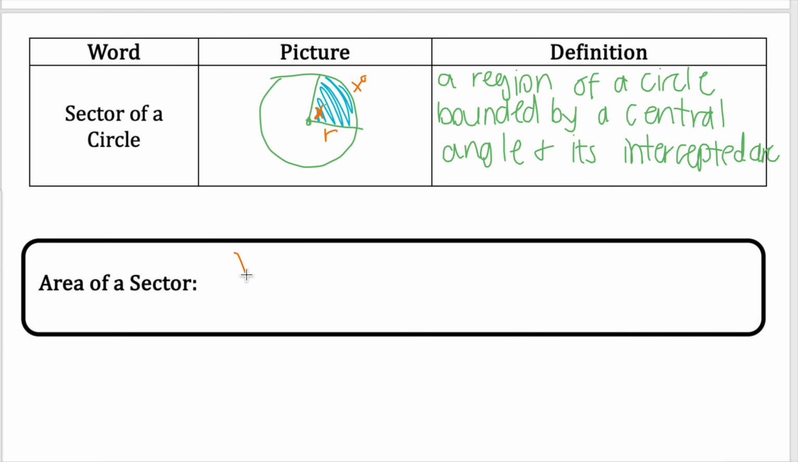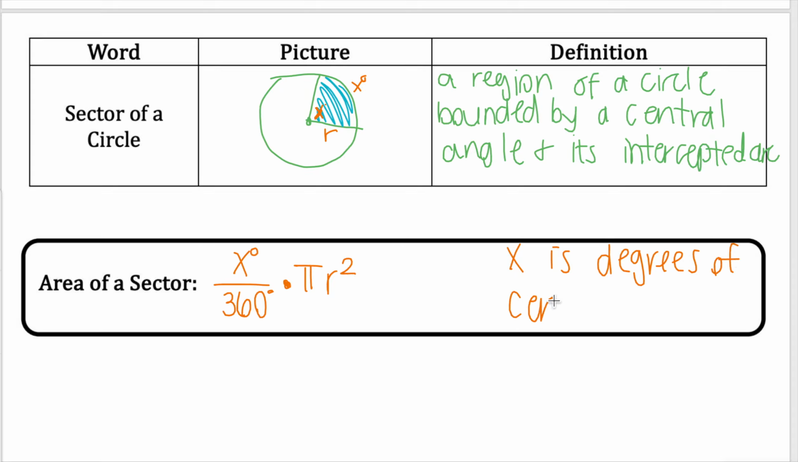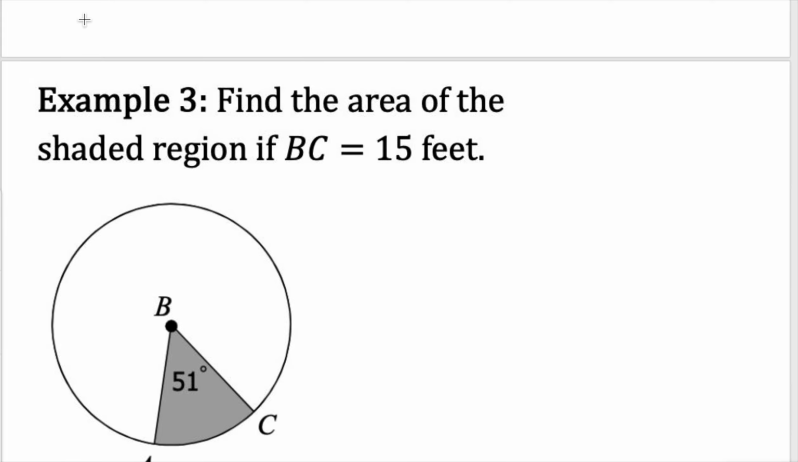because when we find the area of a sector, we're going to use this formula. X degrees out of 360 degrees times the area of a circle, so pi times radius squared. So X is degrees of central angle. Okay. That is also going to match the intercepted arc, because anytime we have a central angle, the intercepted arc will be the same. So what we're going to do now is just to do a few practice questions using this formula. At any point in time, if you want to pause the video and try it on your own, feel free, but otherwise we're going to jump right in.